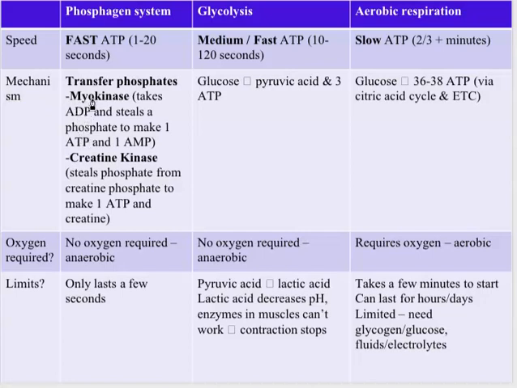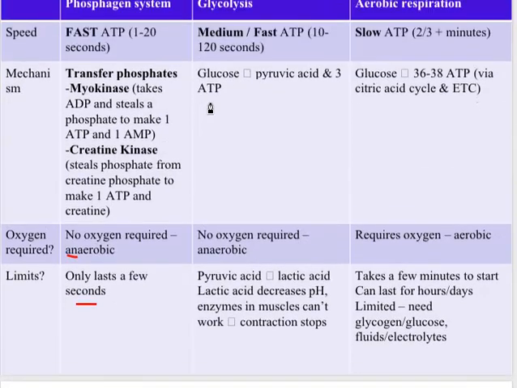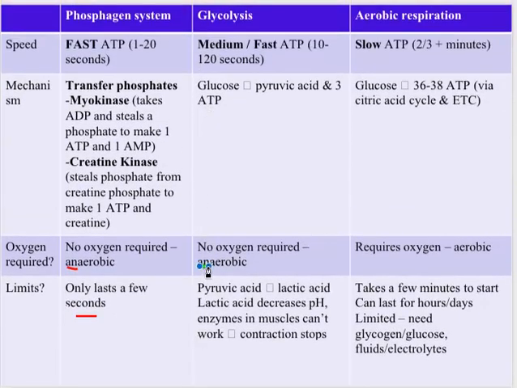For the phosphagen system, myokinase steals a phosphate to make 1 ATP and 1 AMP. Creatine kinase steals a phosphate to make 1 ATP and creatine. This is anaerobic, but it only lasts a few seconds. Glycolysis, you take 1 molecule of glucose and it gets turned into pyruvic acid and 3 ATP. There's no oxygen required, it's anaerobic, but the problem is lactic acid builds up and muscle contraction stops when it's too acidic.